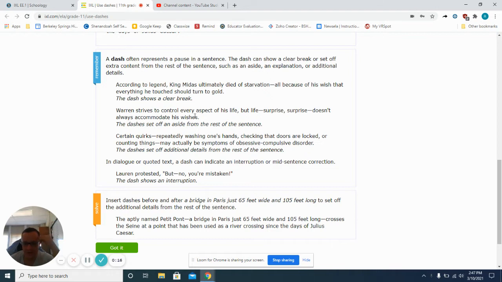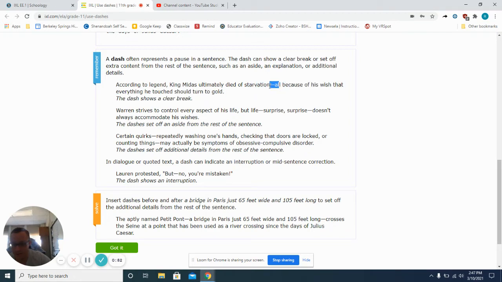Basically what we're looking at here is a dash is used as an interrupter. You can place dashes where the regular flow of your sentence is interrupted. If you look at these examples, according to legend, King Midas ultimately died of starvation, all because of his wish that everything he touched would turn to gold. So the dash shows a break in the sentence.